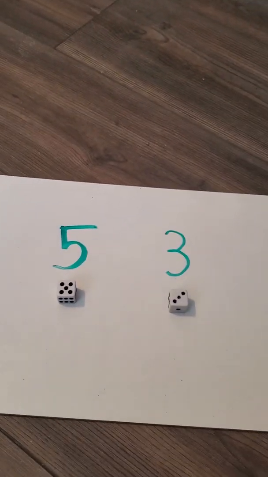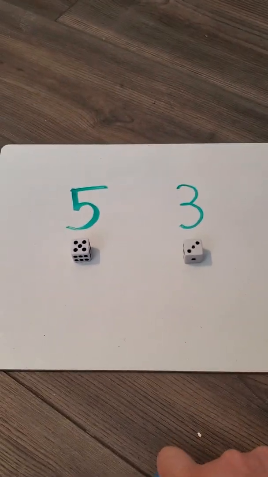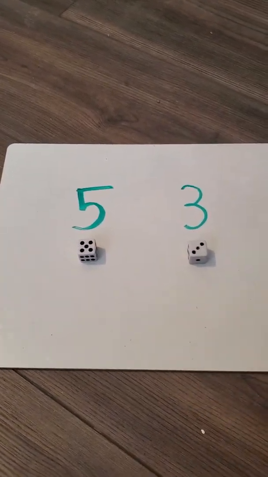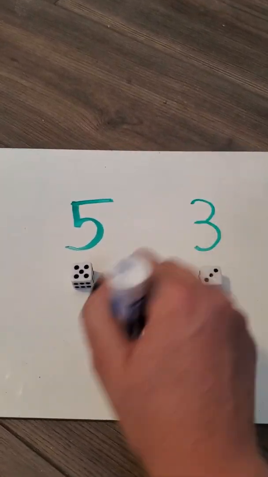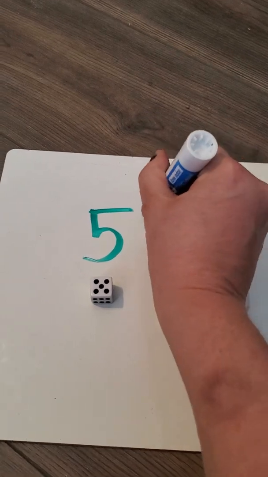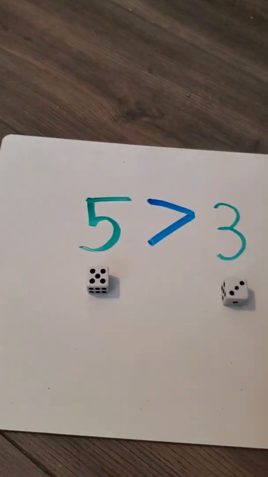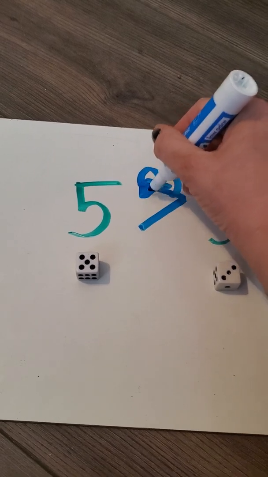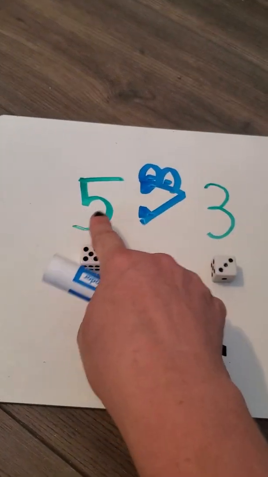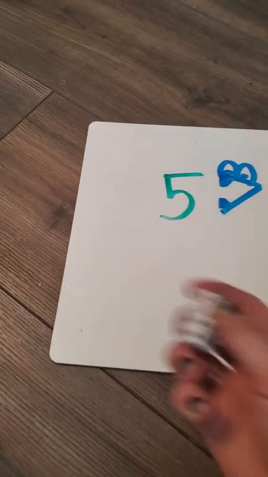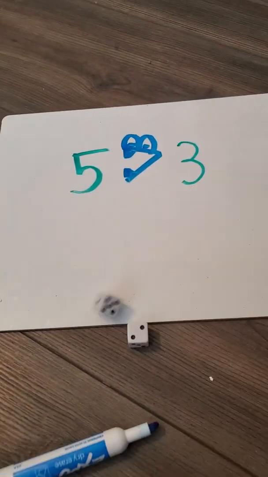Now, which one do you think the alligator's gonna eat? Is he gonna eat the 5 or the 3? Well, I hope you said 5 because there's more dots on the 5 than there are on 3. So you're gonna draw the alligator eating this way. So that means 5 is greater than 3, okay? So 5 is greater than 3. All right, we're gonna leave that right there, and I'm gonna shake my dice again.